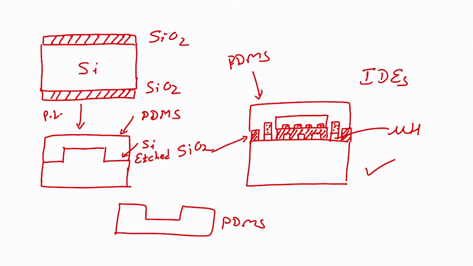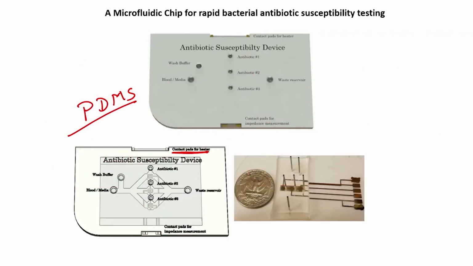Next step would be to deposit metal for interdigital electrodes. Next step would be to pattern the interdigital electrodes. On that we will create a silicon mold and pour PDMS, cure PDMS, strip off PDMS and then bond PDMS with glass which has interdigital electrodes and a micro heater separated by an insulator, using oxygen plasma bonding.